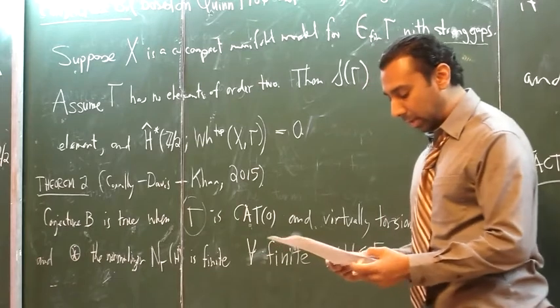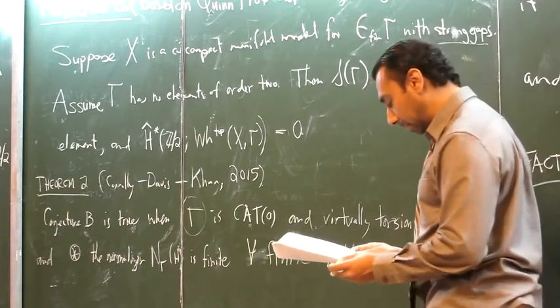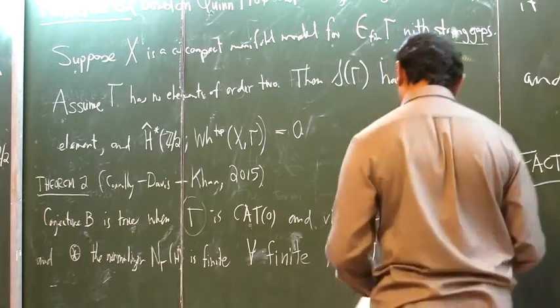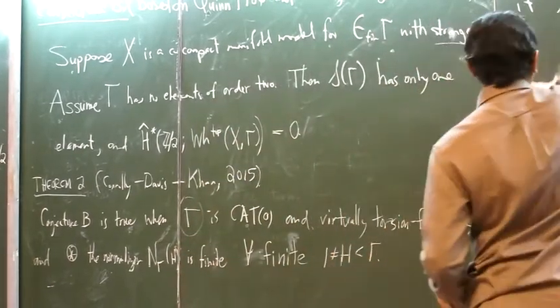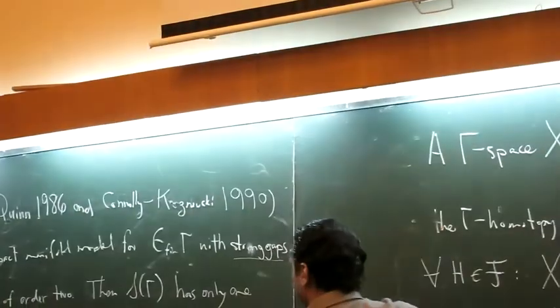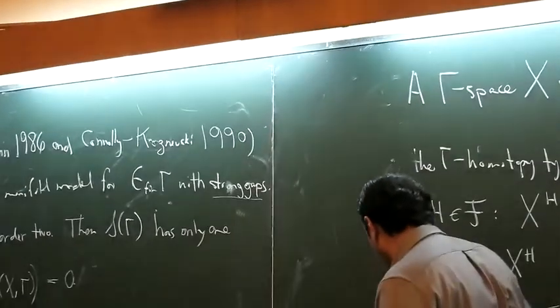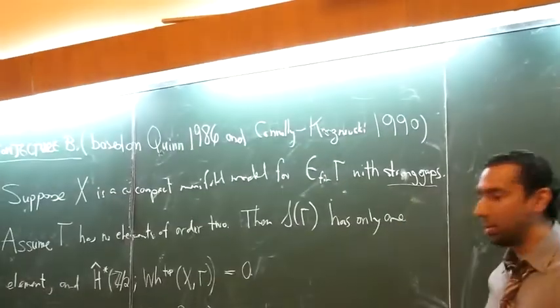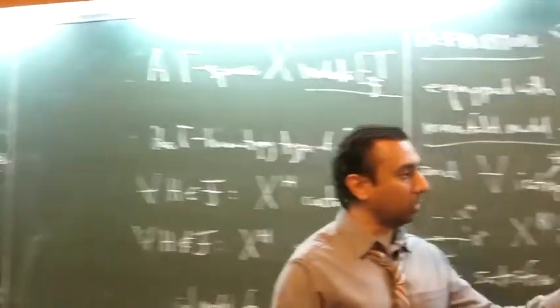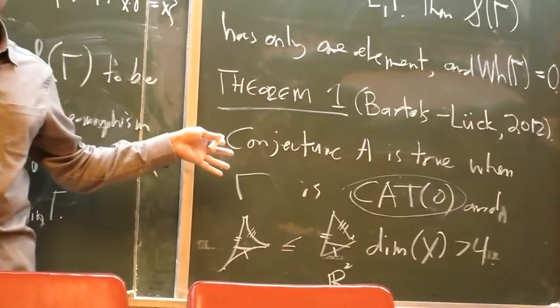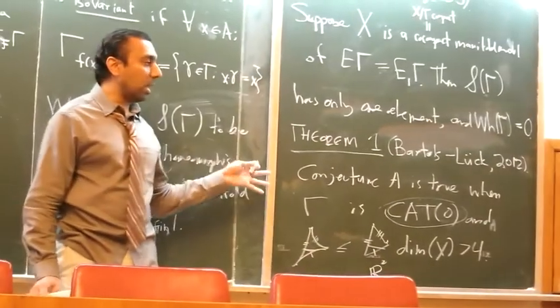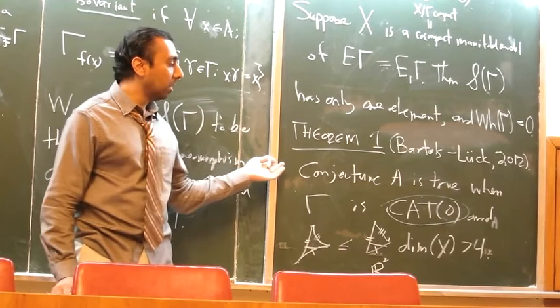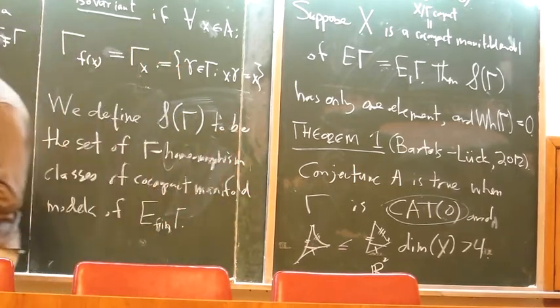And so with condition star, we use the result of Bartels and Lück. Actually, before this topological result, they had an algebraic result in terms of something called the Farrell-Jones conjecture. We used that algebraic result with assembly maps for our application.